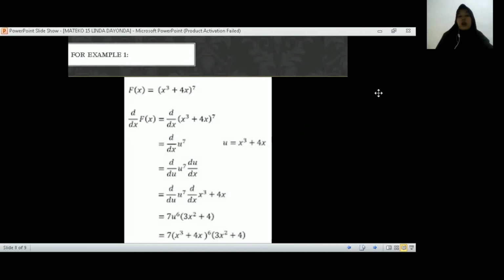For example number 1, f(x) = (x^3 + 4x)^7. d/dx of f(x) = d/dx of (x^3 + 4x)^7 = d/dx of u^7, where u = x^3 + 4x. This equals d/du of u^7 times du/dx = d/du of u^7 times d/dx of (x^3 + 4x) = 7u^6 (3x^2 + 4) = 7(x^3 + 4x)^6 (3x^2 + 4).